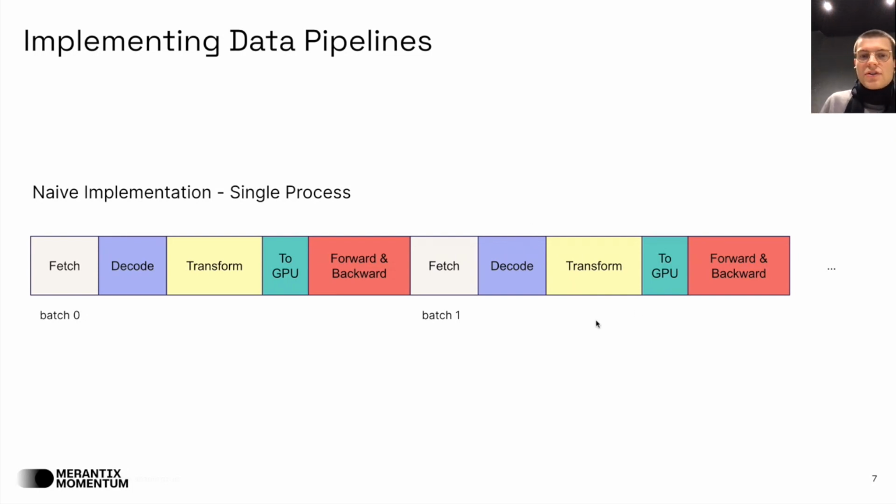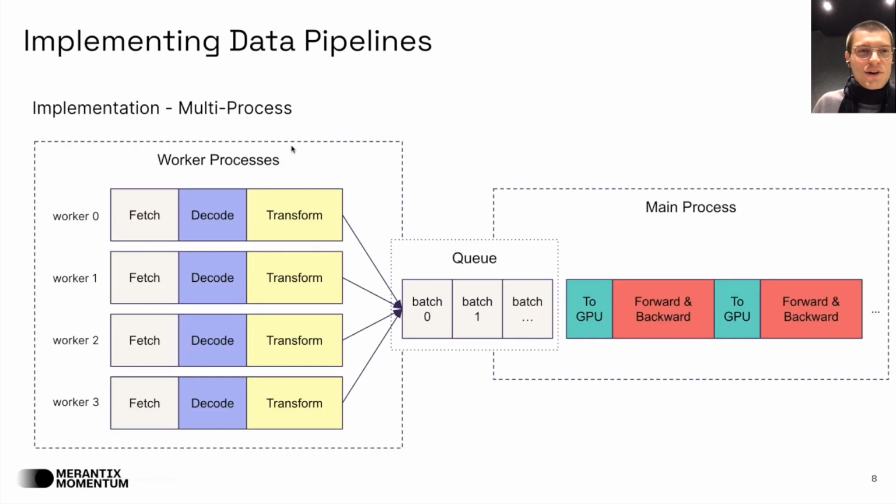But there's a better implementation of this, which machine learning practitioners usually go for, which is the multiprocessing setup. Here, for example, you would have 4 worker processes, worker 0, 1, 2, 3, that all in parallel compute this fetching, decoding, and transformation of your data. And that would usually yield you a higher CPU utilization, so you need, of course, more compute power in order to do this all in parallel.